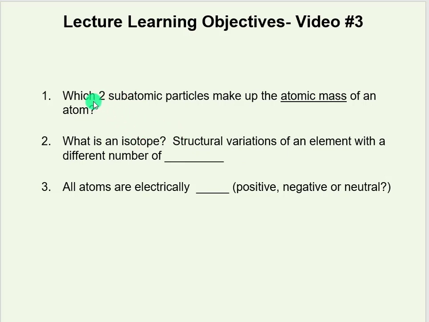Now, we can answer these very simply, but I do want to talk them through. So let me just answer them first. The two subatomic particles that make up the atomic mass are the proton and neutron. What is an isotope? It's a structural variation of an element with a differing number of neutrons. So the answer is neutrons. And all atoms are electrically neutral. Okay, so there's your answers to the learning objectives, but let's go and talk about them.